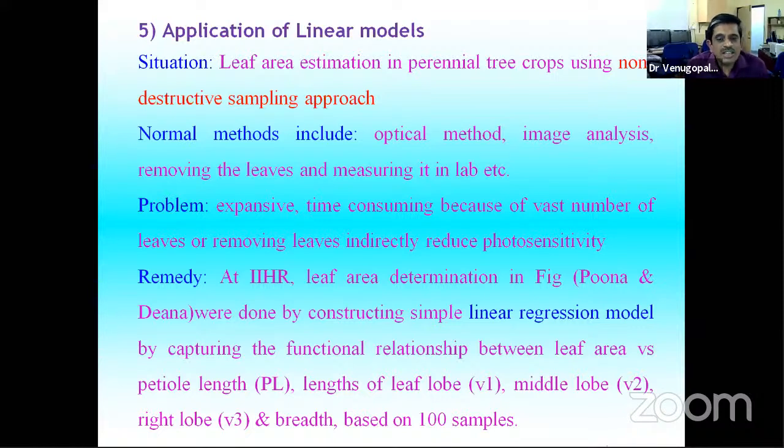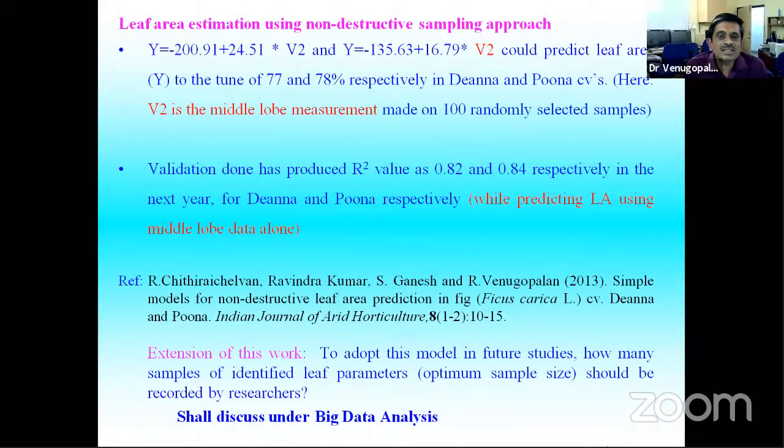So what is the remedy? At IIHR, we have estimated leaf area determination in 2 cultivars simply by constructing a simple linear regression model, capturing the functional relationship between leaf area versus several parameters based on 100 samples. Based on the 100 samples, we constructed a stepwise regression model, and we observed that only one measurement, that is the middle lobe measurement made on the 100 randomly selected samples, could predict the leaf area to the extent of 77% to 78% in Diana and Puna cultivars.